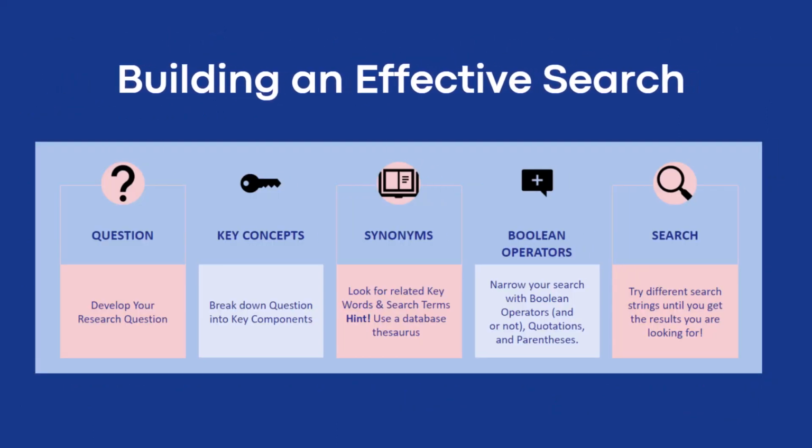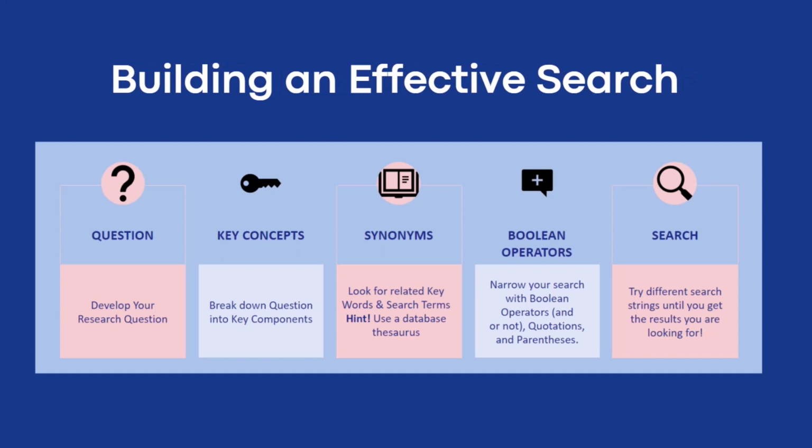So how do we build an effective search? Remember that map you made with all of your keywords and your concepts? You'll want to use that map to help you create search strings and phrases to type into the library catalog and databases to find relevant sources. So we have our topic or question, our key concepts, and related keywords. When we look at examples, we'll use Boolean operators, quotations, and parentheses to combine words and build our search. It will be necessary to try different searches until you get the results you're looking for.